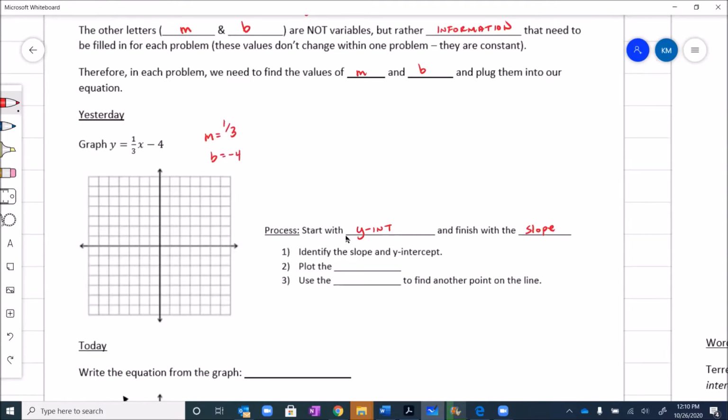Plot the y-intercept and use the slope to find the other point. Our y-intercept is -4. 1, 2, 3, 4. Remember, we always start on this line, and our slope being 1/3 means to go up 1, run 3. Rise 1, run 3. And remember that we could also go negative and negative. Down 1, run -3. Okay? And so our line connects these points.